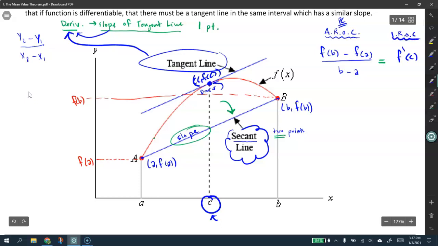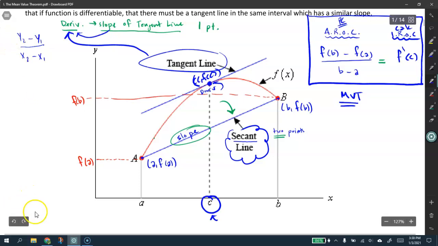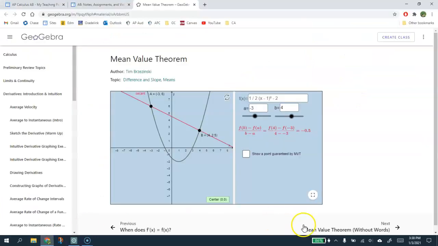point C. Okay, so what we have created here, and again, this is the calculus end of it, what we have created here is actually known as the famous mean value theorem. All right, it's called the mean value theorem, and it is pretty much asked about every year on the AP exam. Okay, now what I'm going to do here is I'm going to pause, and I'm going to show you a different way of looking at it.